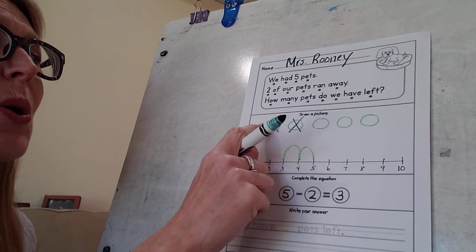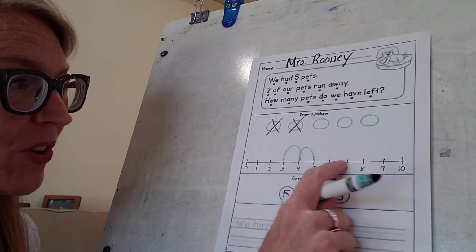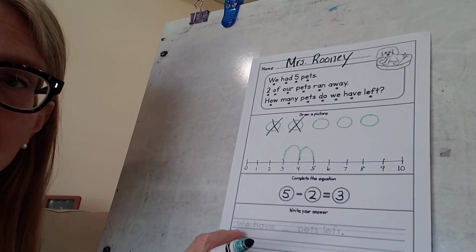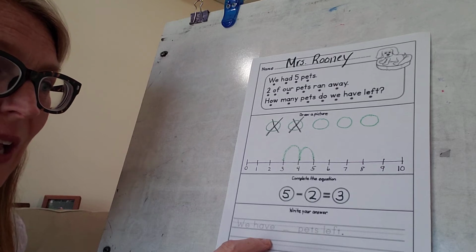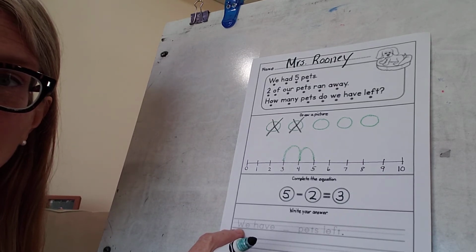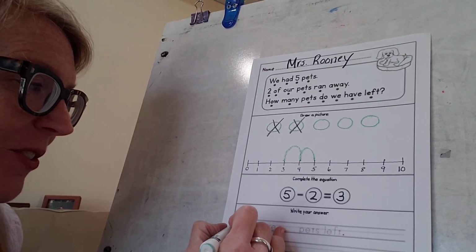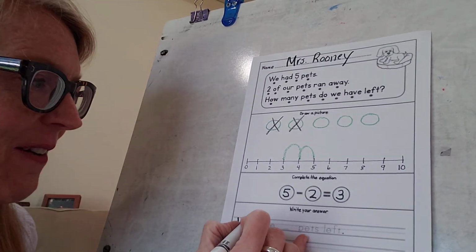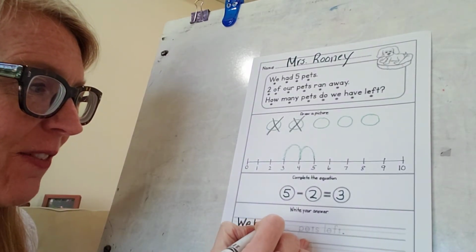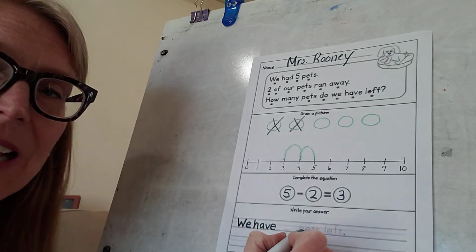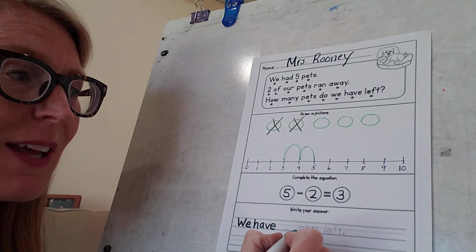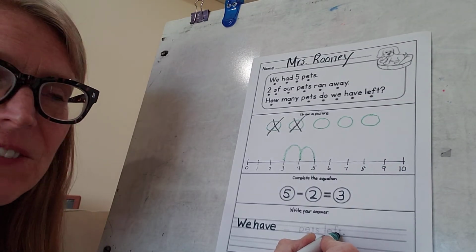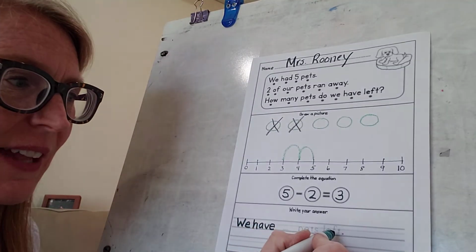All right, so we drew a picture. We used our number line. We wrote the number sentence. Now down at the bottom, I can write my answer too. Because first of all, I know that first word, W-E, is we. So I'm going to trace it. We. That next one is one of our sight words. Have. We have blank. And then we can sound this out. Pets. And we can put these 4 sounds together. Left. We have blank pets left.